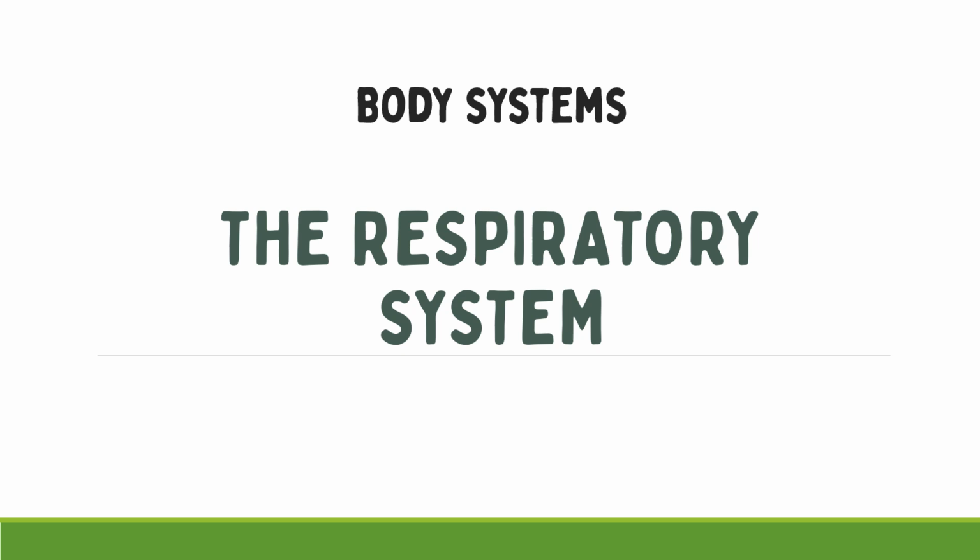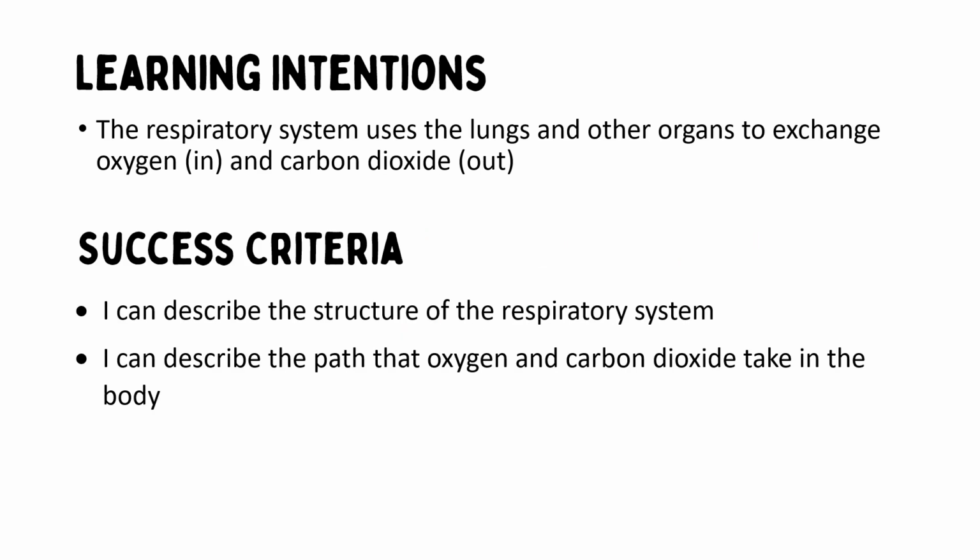All right, the next body system we're learning about is the respiratory system, which exchanges gases. So the big learning intention for this section is that the respiratory system uses the lungs as the main organ, as well as some other accessory organs to exchange oxygen, bringing it in, and carbon dioxide, which leaves the body. The things you should be able to do after this section are describe the structure, including all the organs in the respiratory system, and describe the path that oxygen and carbon dioxide take throughout the body.